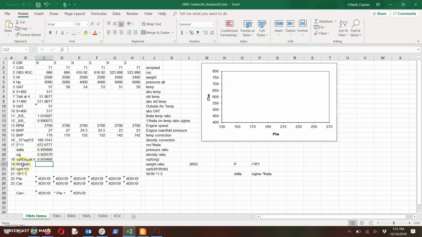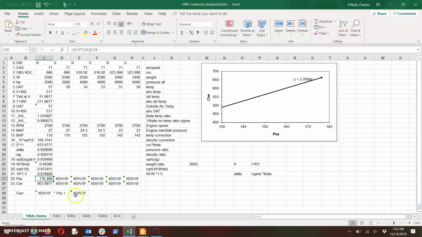the ratio of the weights to the standard weight. Well, we were operating at 2,506 pounds, but the aircraft is actually we're testing at 2650, which is for that 172 the gross weight. So we were at 94% of gross weight. Square root of that is, well, calculate that. It's just the square root of that weight ratio. Okay? And then the weight ratio to the 1.5 power would be 0.91.